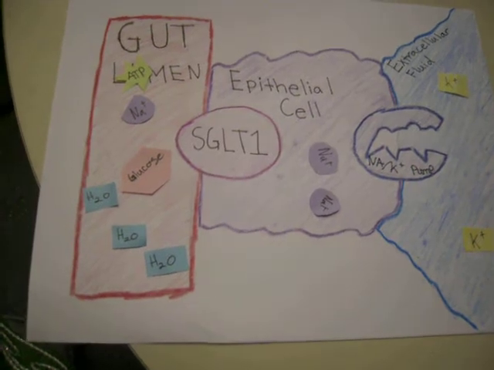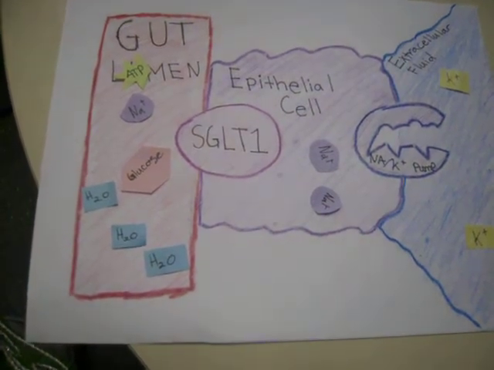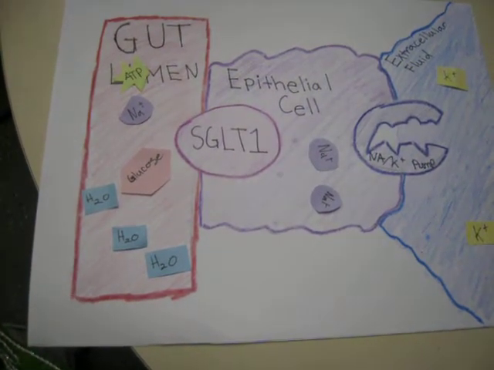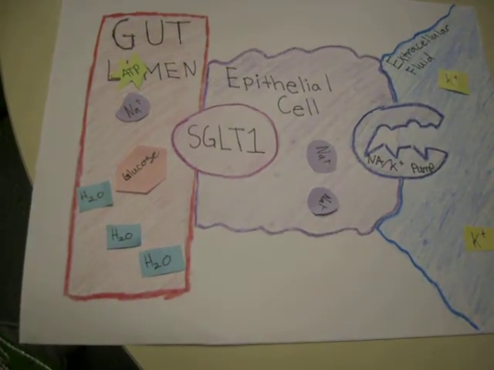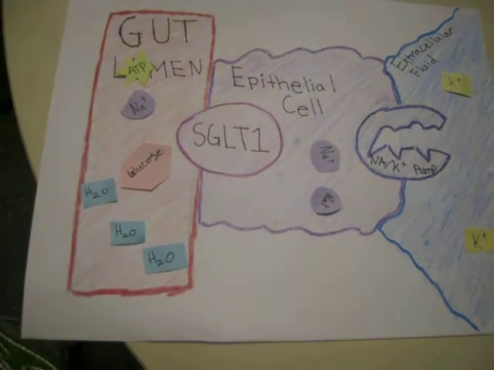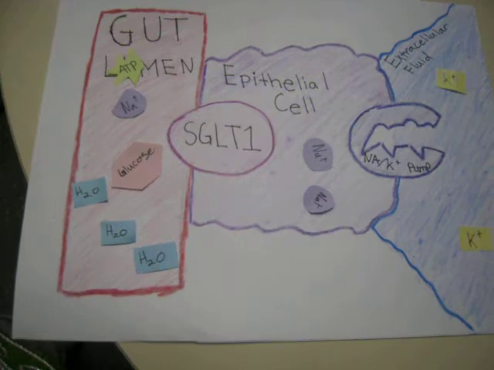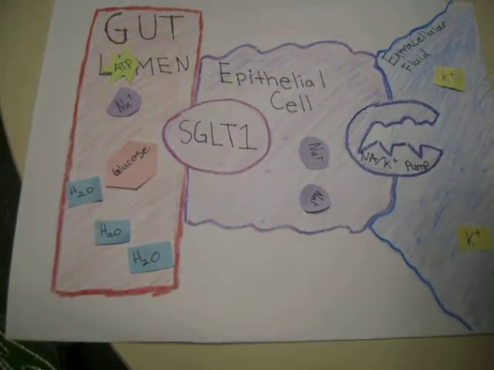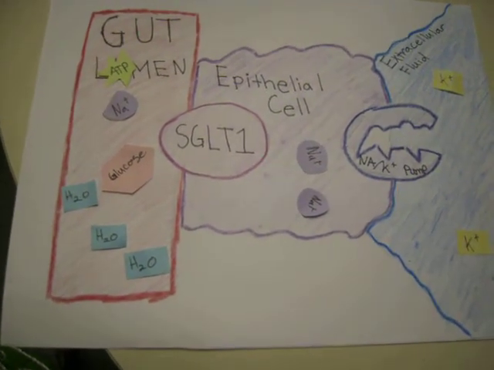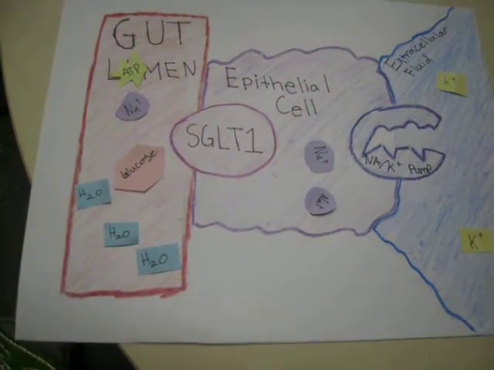We receive glucose from consuming starches, foods, and our regular diet. Because there is a high concentration of glucose within the cell, you must have an active transport in order to move the glucose from the gut lumen into the epithelial cell.